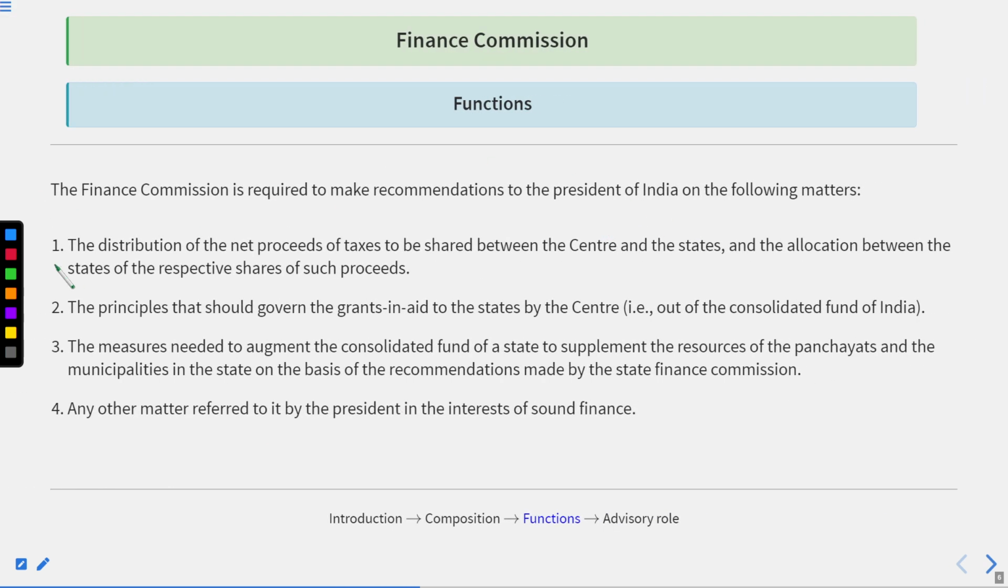Thereafter, if we talk about the functions, like what the functions of the Finance Commission are, why it is appointed, how it operates, and what its requirements are. Basically, the commission is required to make recommendations to the President of India on the following matters. So first, the distribution of the net proceeds of taxes to be shared between the center and the states, and the allocation between the states of the respective share of such proceeds.